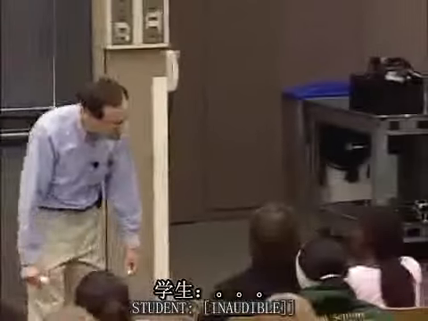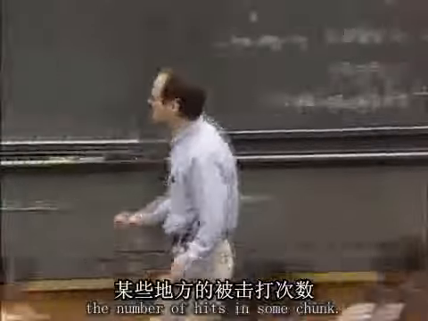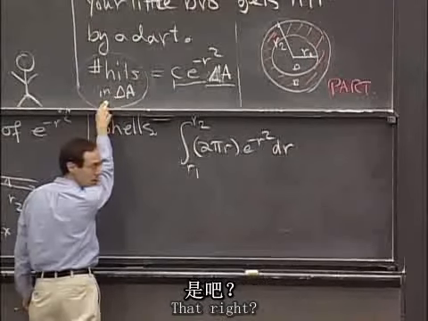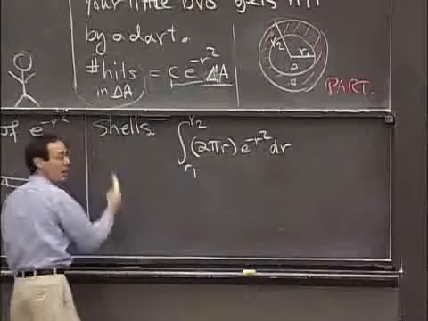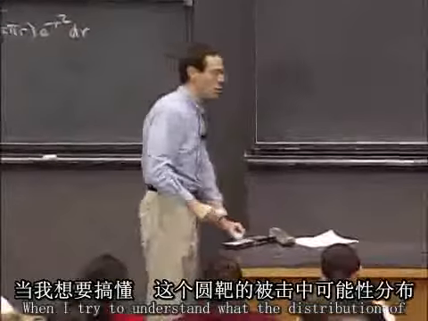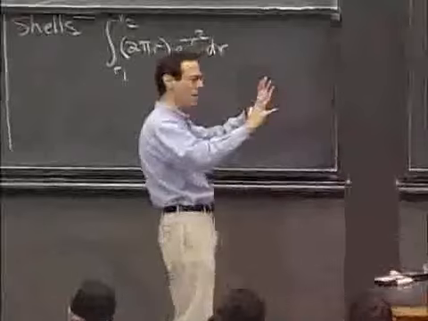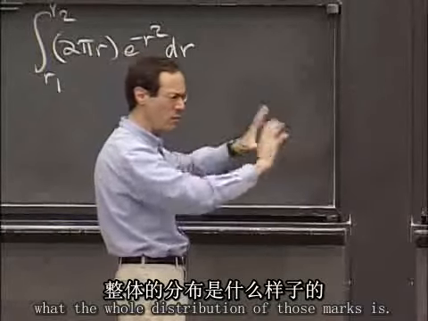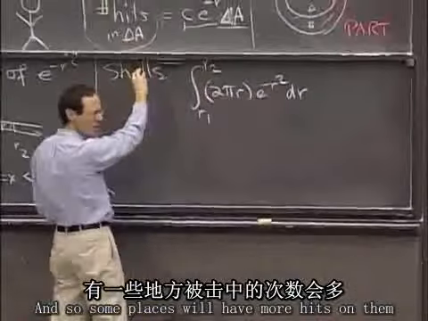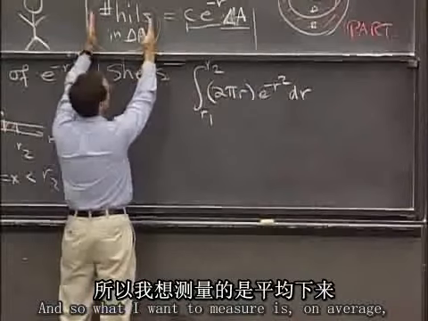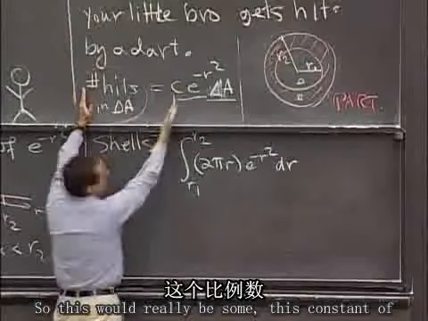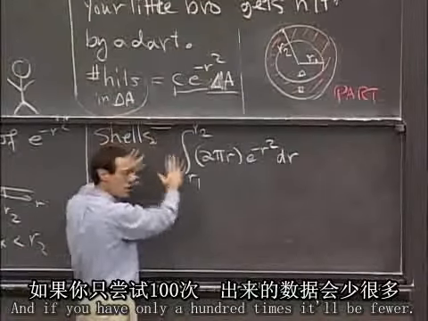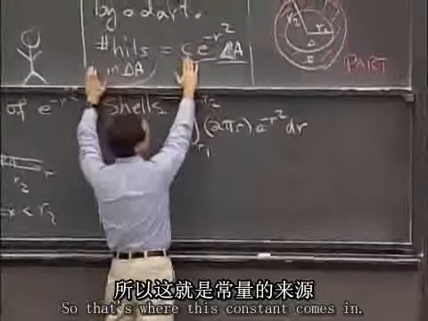Just say it again. Number of hits. So what I mean is number of hits in some chunk. So the question is, what does this left-hand side mean? Is that the question that you're asking? When I try to understand what the distribution of dartboard hits is, I should imagine my dartboard, and very often there will be a whole bunch of holes in some places and fewer holes elsewhere. I'm trying to figure out what the whole distribution of those marks is. And so some places will have more hits on them, and some places will have fewer hits on them. And so what I want to measure is, on average, the number of hits. So this constant of proportionality is ambiguous because it depends on how many times you try. If you throw 1,000 times, it'll be much more densely packed. And if you have only 100 times, it'll be fewer. All right? So that's where this constant comes in.